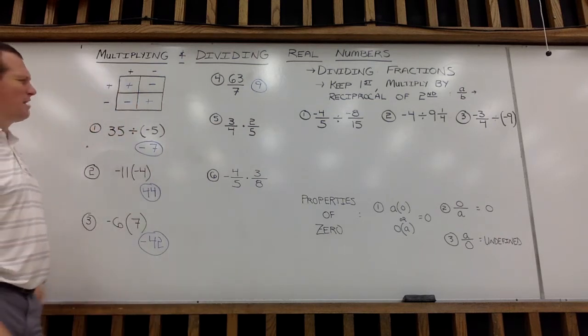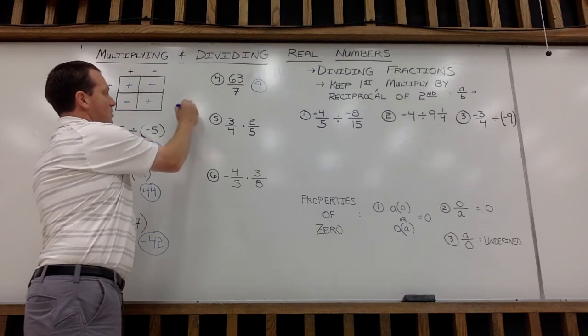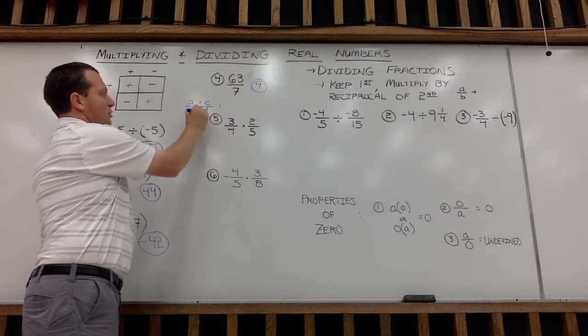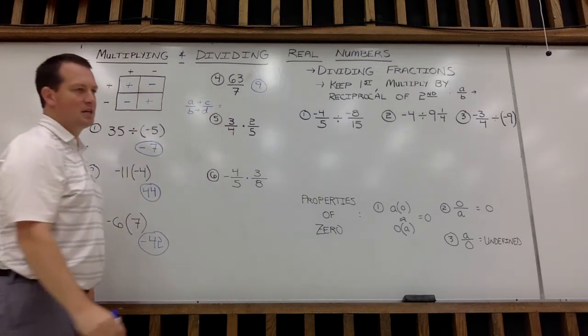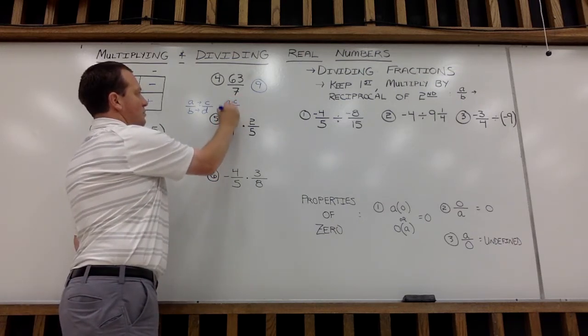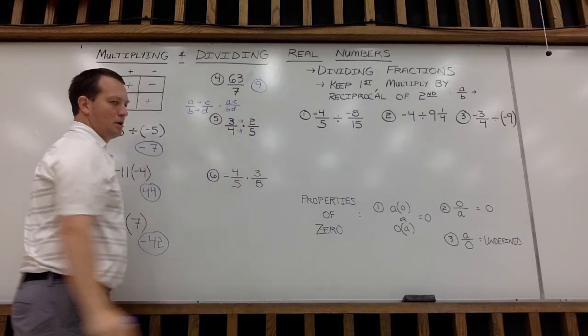Fractions. How do I multiply fractions? Well, review here. If I have a over b times c over d, I'm going to multiply straight across, top times top, bottom times bottom. So that would end up being a times c over b times d. So let's rock and roll.